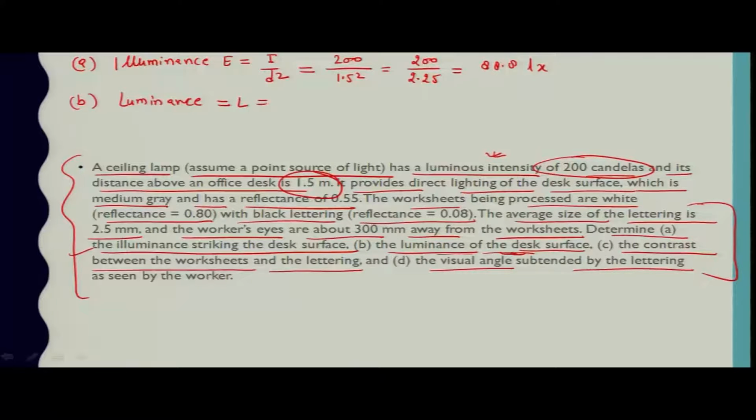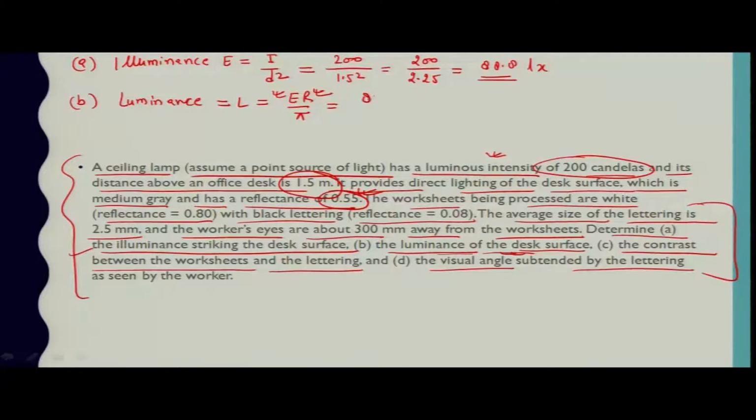That is L, and that can be calculated as E R upon pi. Here E has been calculated as illuminance, so E is 88.8. And this R is given: it provides direct lighting of the desk surface, which is medium grain and has a reflectance of 0.55. So here we need to put this value in this.